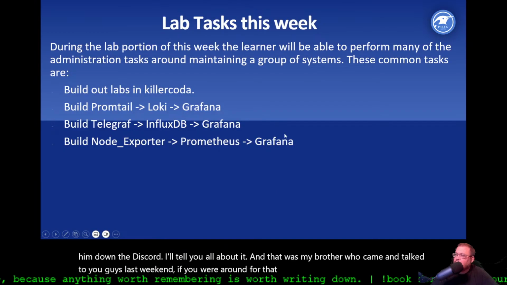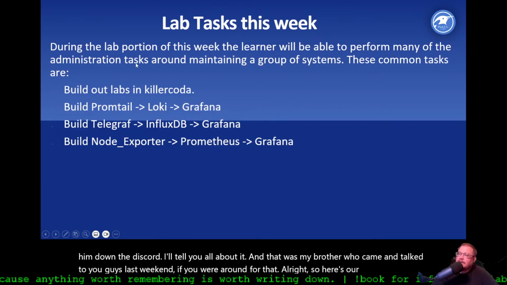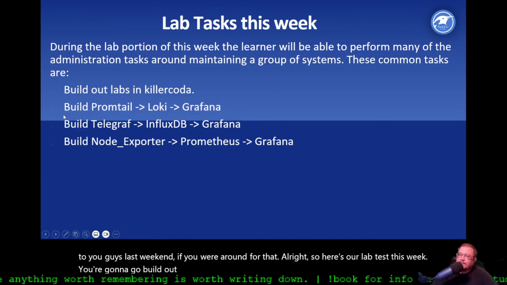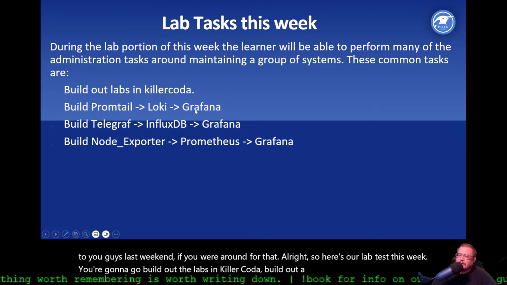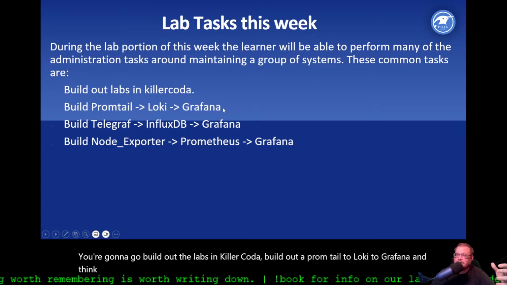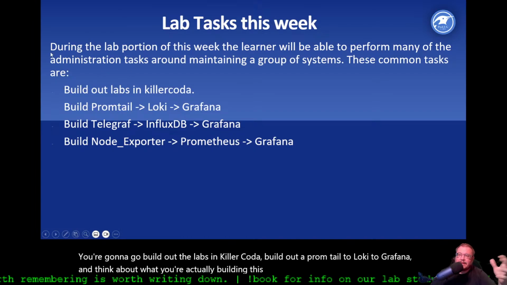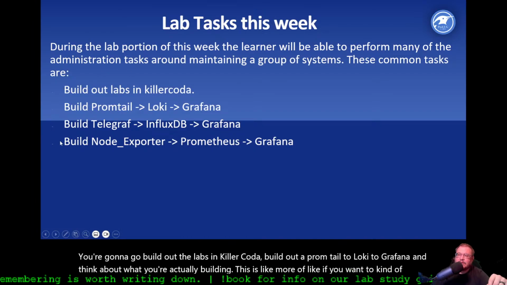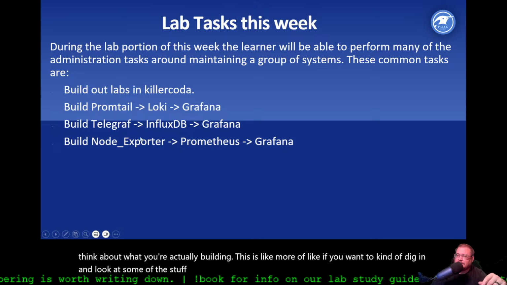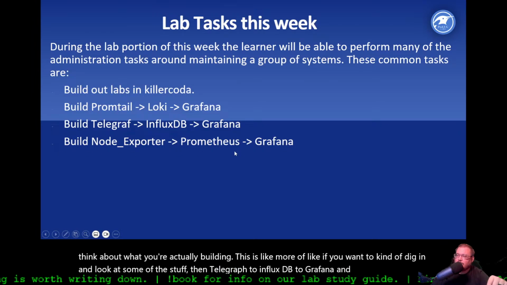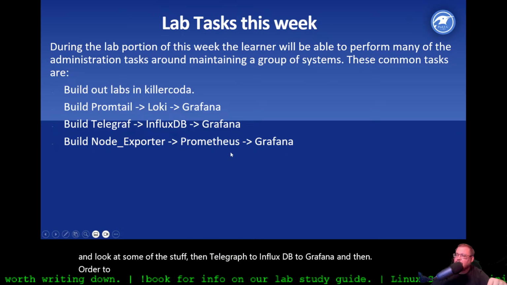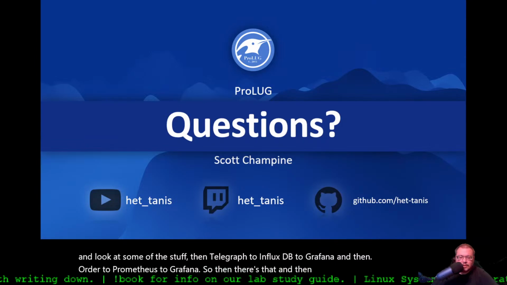All right. So here's our lab task this week. You're going to go build out the labs in Killer Coda, build out a Promtail to Loki to Grafana, and think about what you're actually building. This is more of like if you want to dig in and look at some of the stuff. Then Telegraf to InfluxDB to Grafana, and then Node Exporter to Prometheus to Grafana. So then there's that, and then if you've got questions, you can message me.